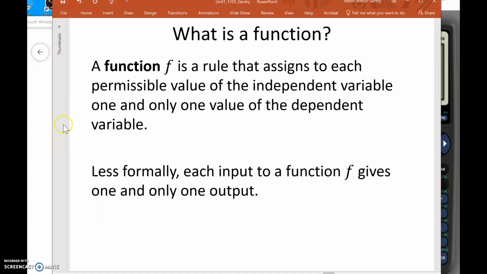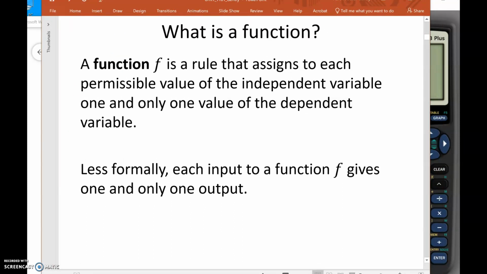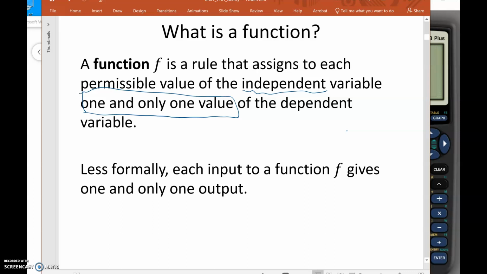Okay, so here we've got the general definition of a function. A function f is a rule that assigns to each permissible value of the independent variable one and only one value of the dependent variable. So I am, as you can see here, stressing this one and only one value of the dependent variable idea. So I'm going to keep coming back to that. Less formally, each input to a function f gives one and only one output.